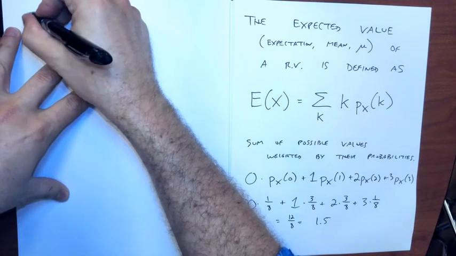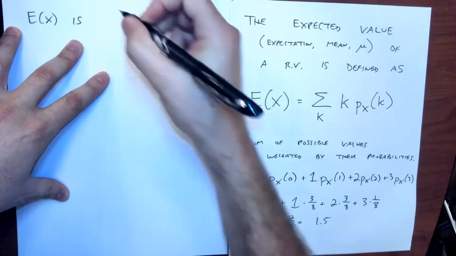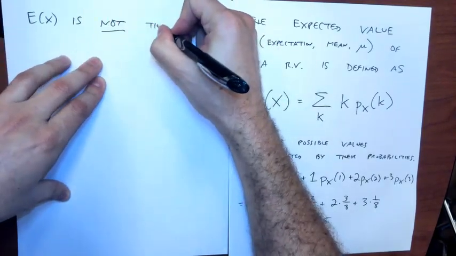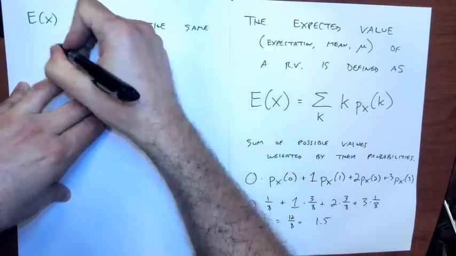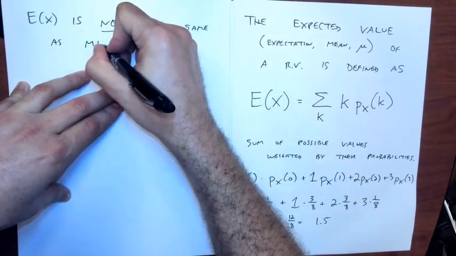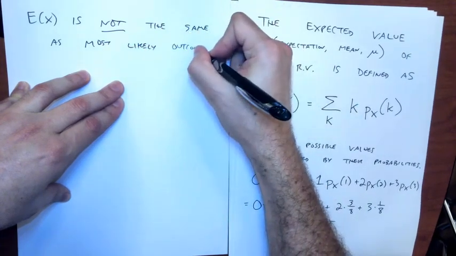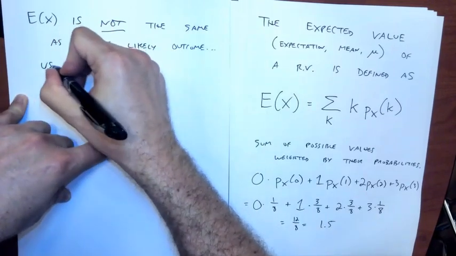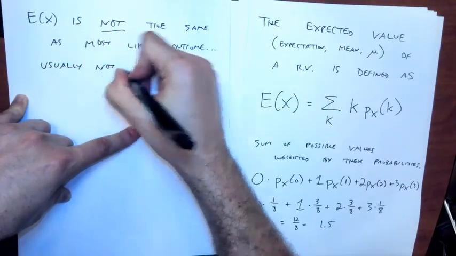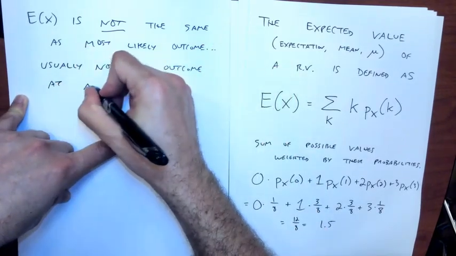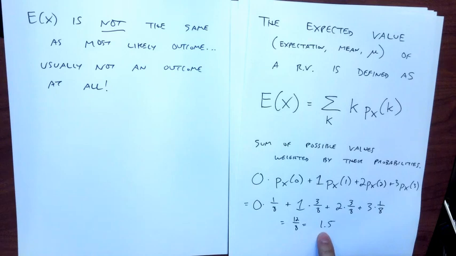So E of x is not the same as the most likely outcome. And it's usually not an outcome at all, right? So for example, here, the expected value is 1.5. I can't flip a coin and get 1.5 heads, right? That's not one of my possibilities.